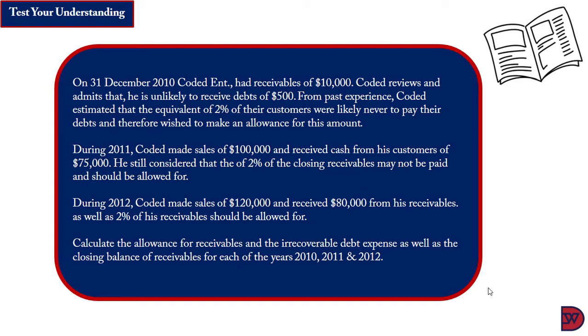During 2011, Coded made sales of $100,000 and received cash from his customers of $75,000. He still considered that 2% of the closing receivables may not be paid and should be allowed for. During 2012, Coded made sales of $120,000 and received $130,000 from his receivables, and again 2% of his receivables should be allowed for. Calculate the allowance for receivables and irrecoverable debt expense, as well as the closing balances of receivables for each of the years 2010, 2011, and 2012.